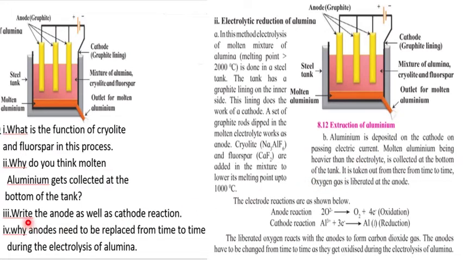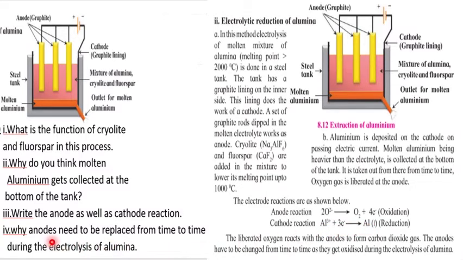Now, write the anode as well as the cathode reaction. We know that at the anode, oxygen is liberated by the process of oxidation. The reaction is 2O²⁻ → O₂ + 4e⁻. And at the cathode, aluminium is deposited by the reduction process. So, Al³⁺ + 3e⁻ → Al.